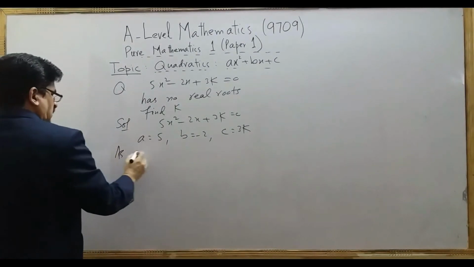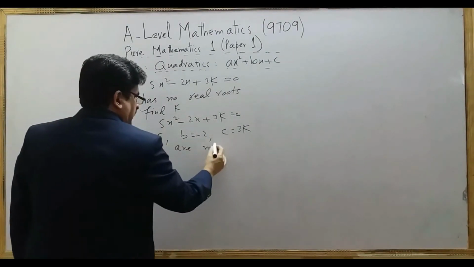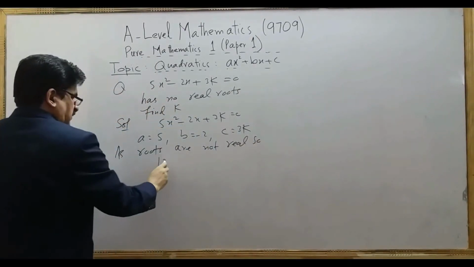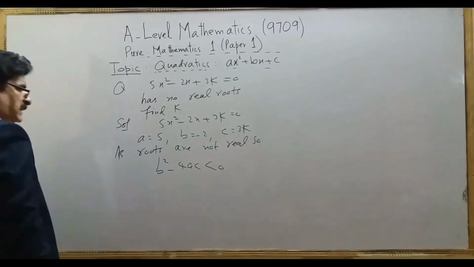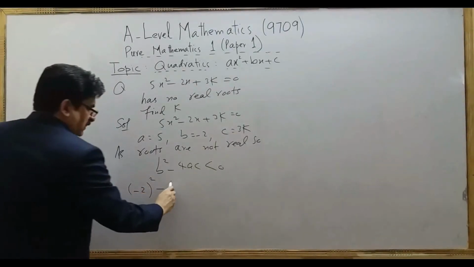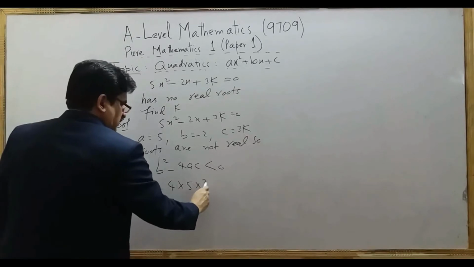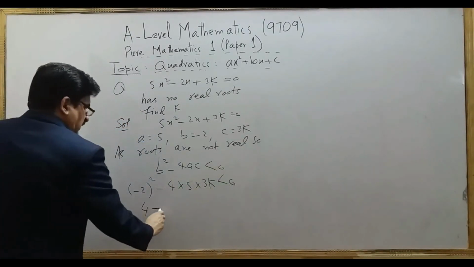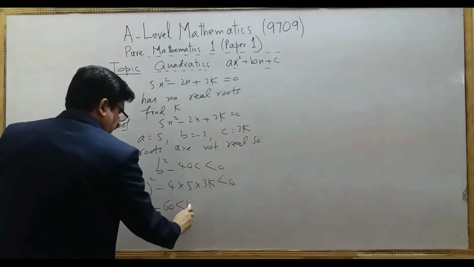Now as the roots are not real, our knowledge is that when roots are not real, the discriminant is negative. So minus 2 whole square minus 4a into c, which is 3k, and this is less than 0. On simplifying, you will get 4 minus 60k is less than 0.